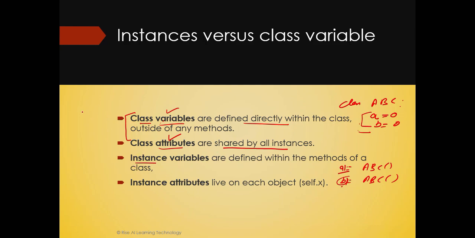Instance variables are defined within the method of a class. So if I created one method here, add method, within that method I created another variable, say C equal to A plus B, and I am saying return C. So this can be associated only to that particular instance. If I created this C variable within this method of a class, I cannot use it for another object. If I create another object of this, I cannot access this C.